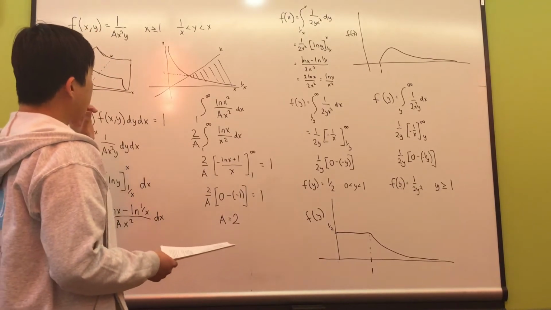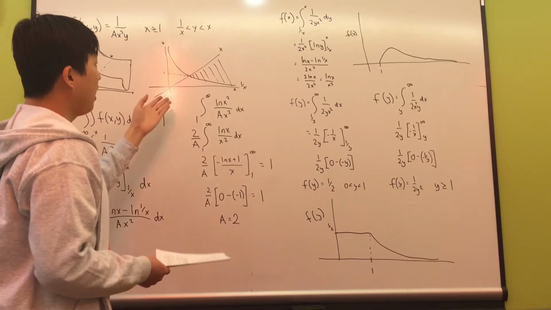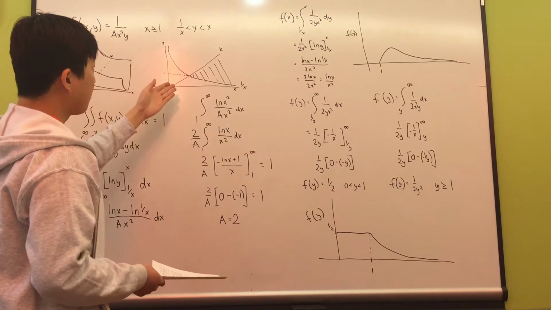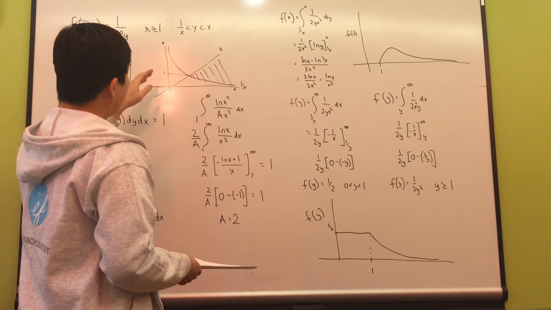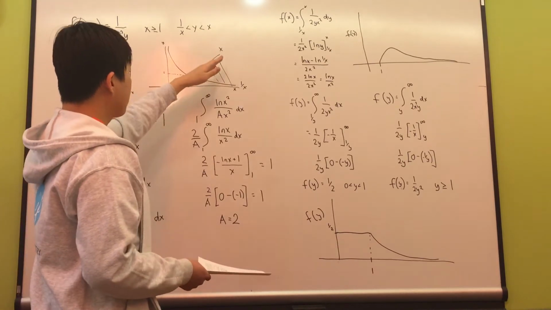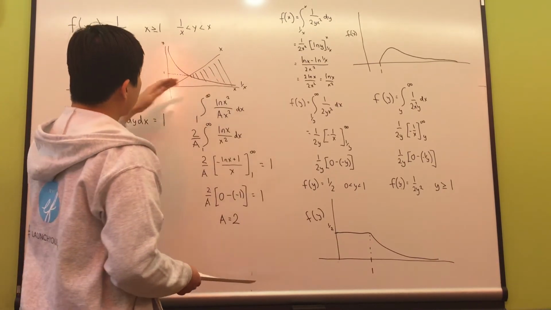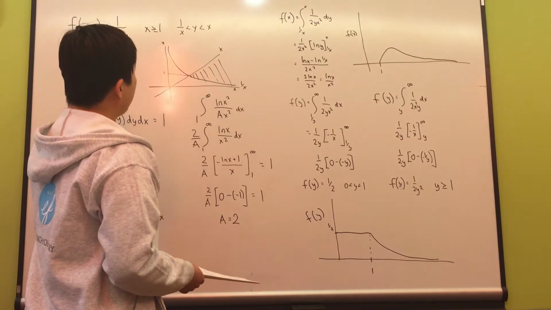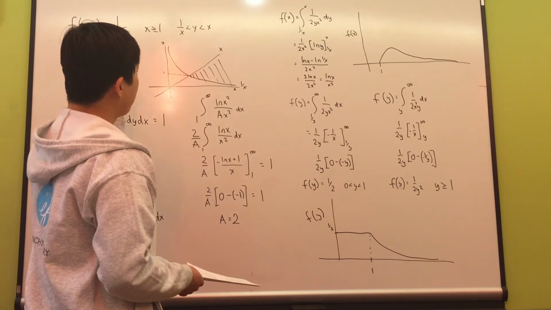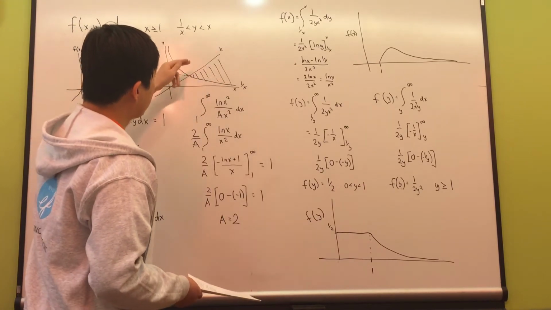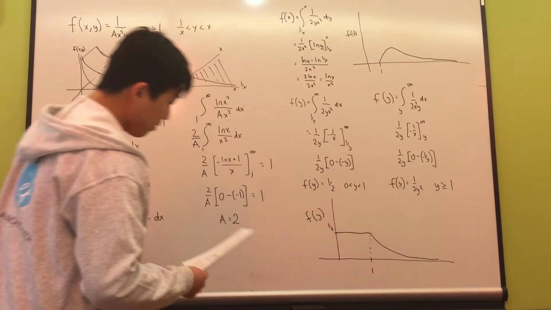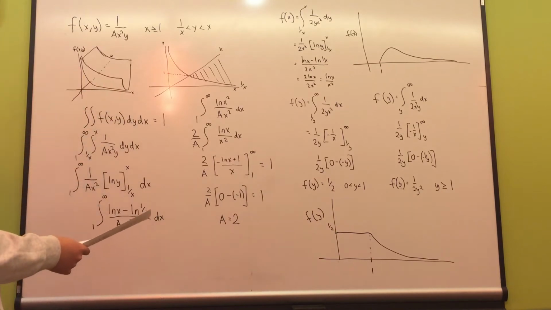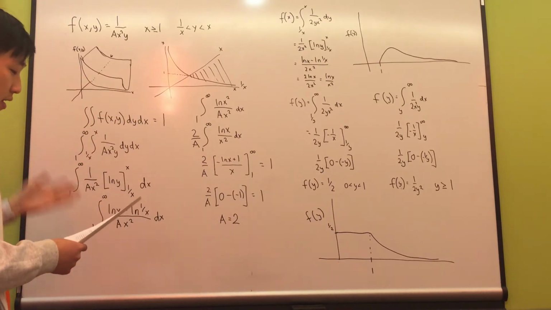Alright, to help us visualize the bounds of y, we can draw this graph here. This is the graph of 1 over x, and this is the graph of x. So y is between 1 over x and x, which is just this shaded region. Now that we have these graphed out, we can move on to the next part of the problem.